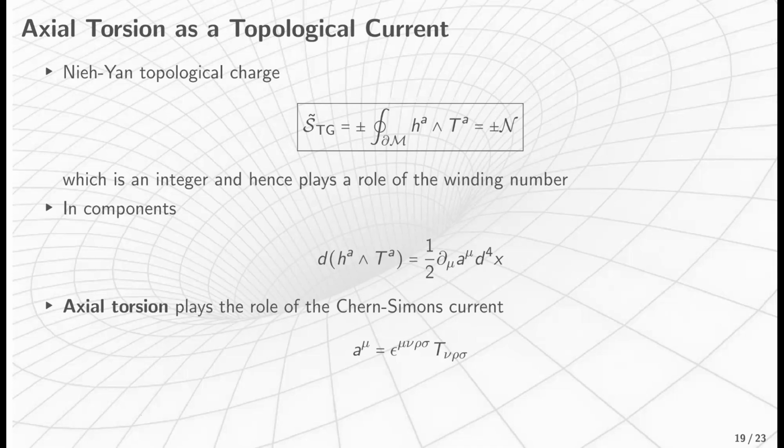So if you look at it in components, this term is a divergence of what people usually call axial torsion. This axial torsion, which we have here, or here in components, is actually what plays the role of this Chern-Simons current.